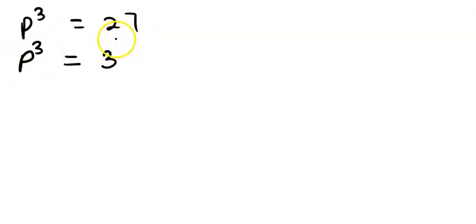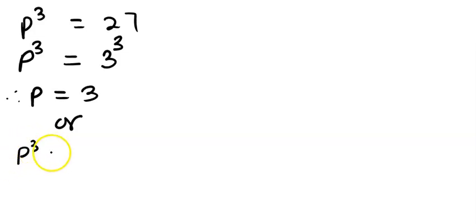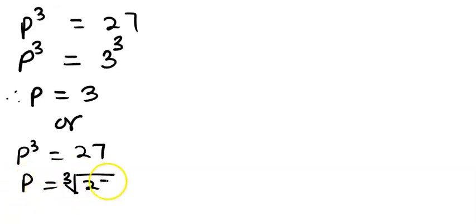So p cubed is equal to 27, and by indices we can also express 27 as 3 to the power 3. So p cubed is equal to 3 cubed. Now by indices, if the powers are the same, then you equate the bases. So therefore p is equal to 3. Or we can say that p cubed is equal to 27, and p will be the cube root of 27. So p is 3.